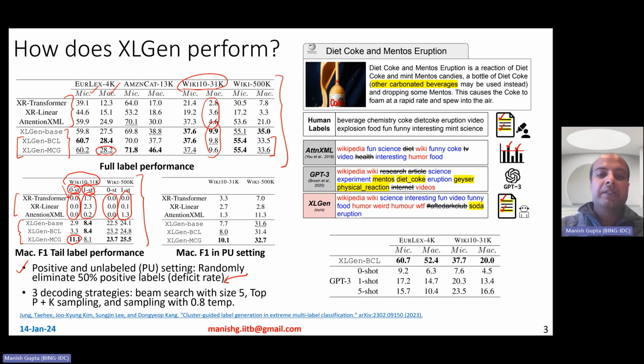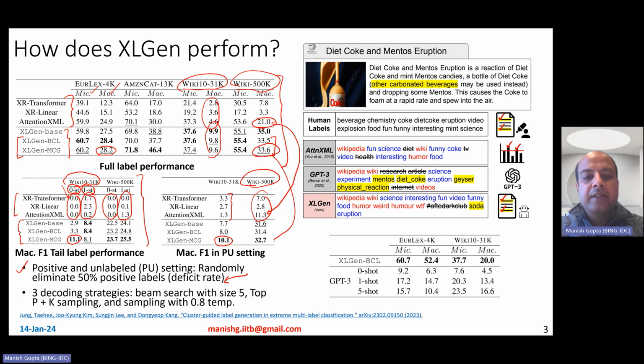Now, in face of sparsity, what happens? So even in face of sparsity, your macro F1 for XLGen MCG stays quite high. However, the macro F1 for XR transformer and XR linear and so on reduces significantly. For example, in attention XML, 21 basically becomes 11.3, right? Comparing for Wiki 500K dataset itself. But if you look at XLGen MCG, well, that is pretty robust. It does not really drop that much.